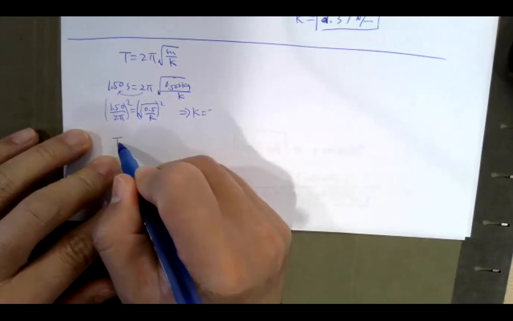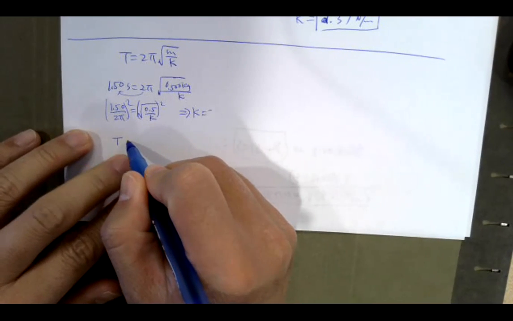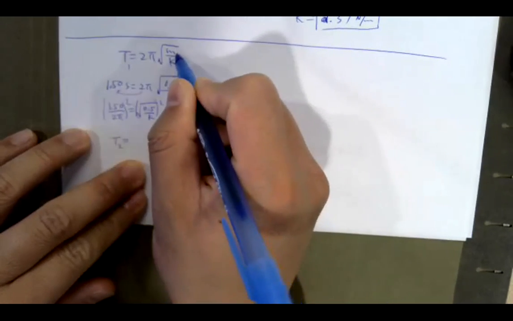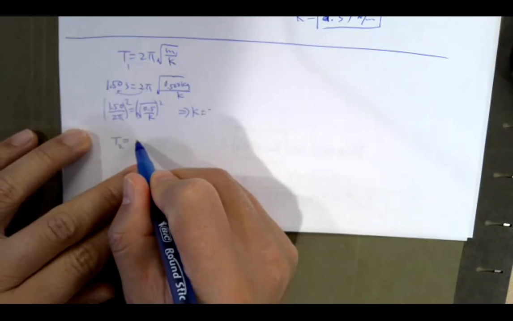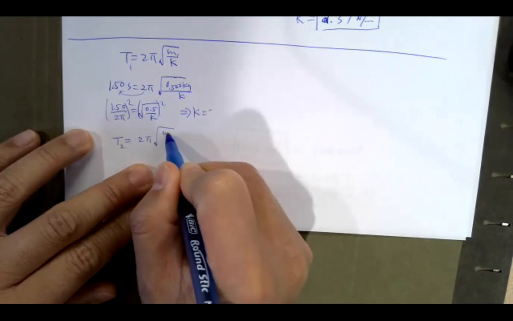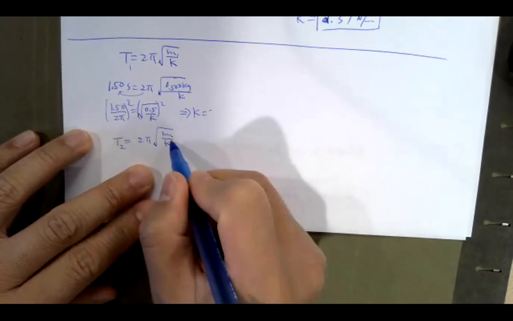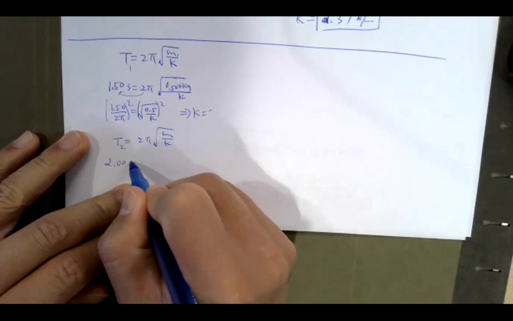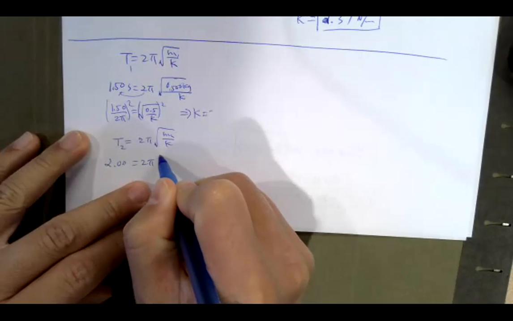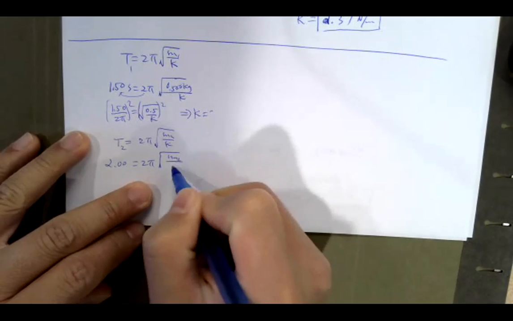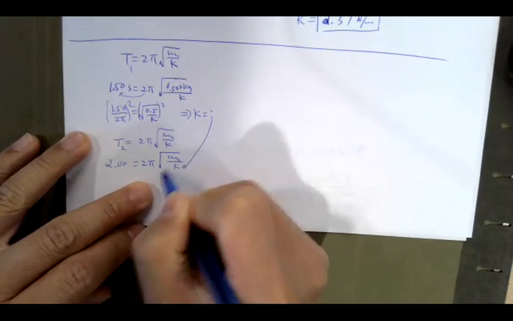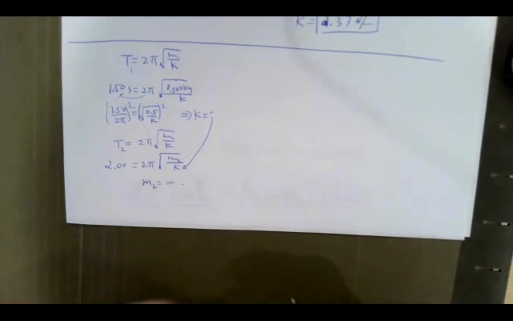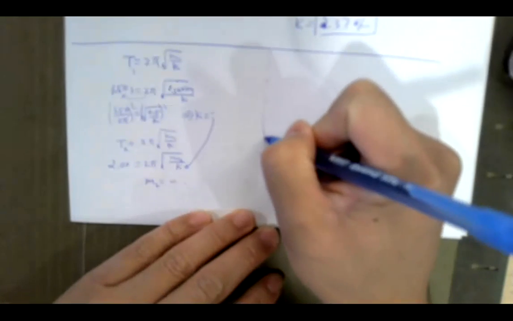then you can calculate the new mass. If we call this T1, M1, then T2 equals 2 pi square root of M2 over this k. Given this T2 as 2 seconds equals 2 pi square root of M2 divided by that k you got from there, you can solve for M2, right? So you can do it that way, no problem with that.